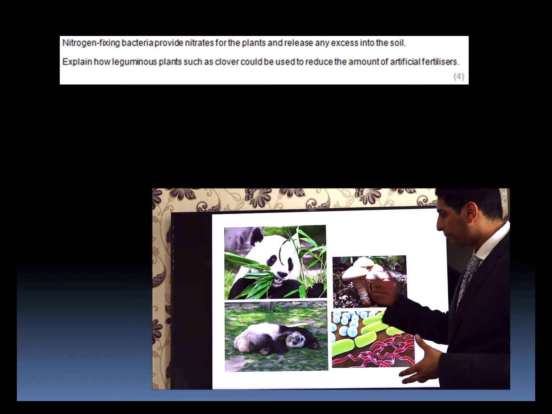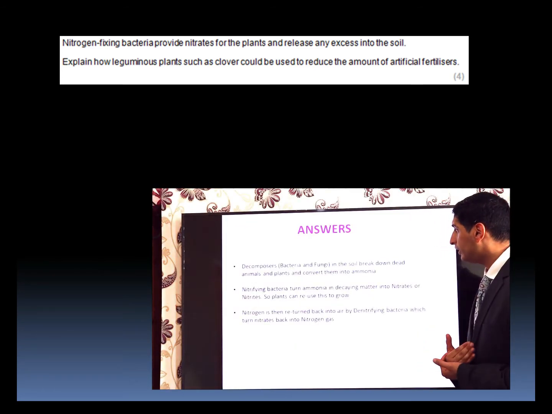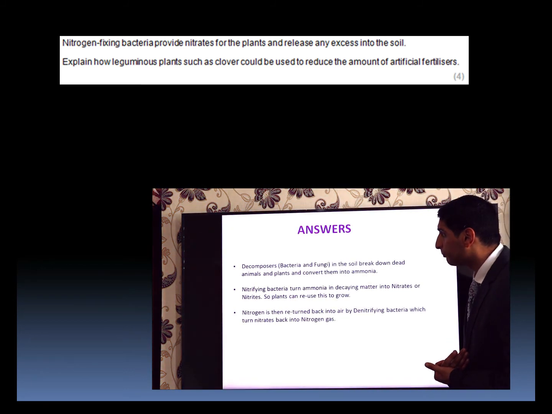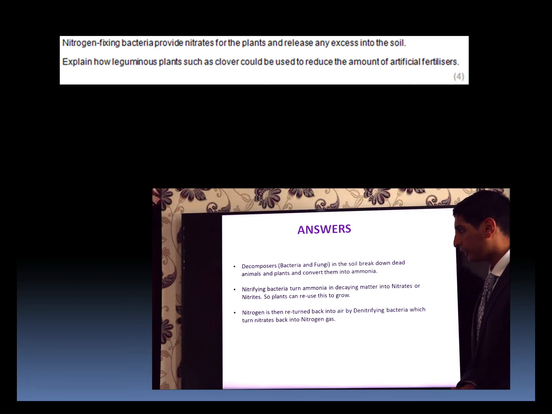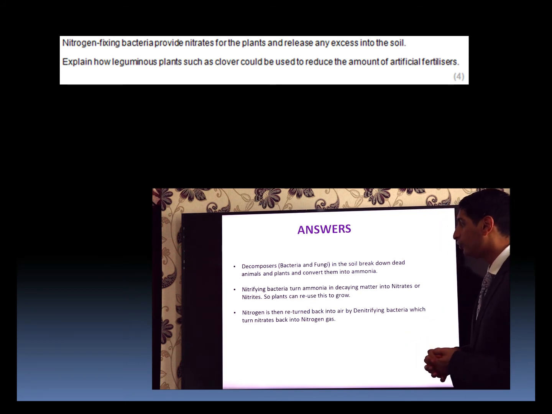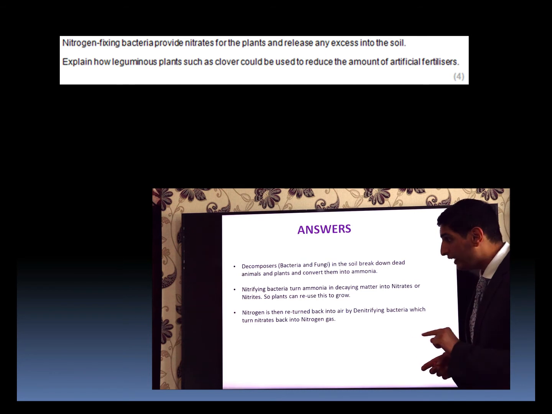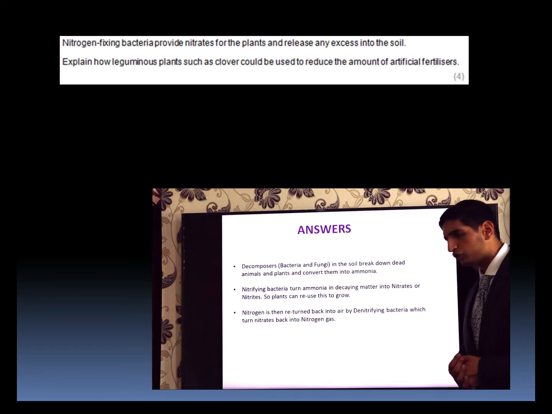Eventually that animal will die. Now the bacteria in the soil break down dead animals and plants and convert them into ammonia, okay, so that's the next step. Then nitrifying bacteria turn the ammonia from decaying matter into nitrates or nitrites, so plants can reuse this to grow. Then nitrogen is returned back into the air by denitrifying bacteria, which turn nitrates back into nitrogen gas.